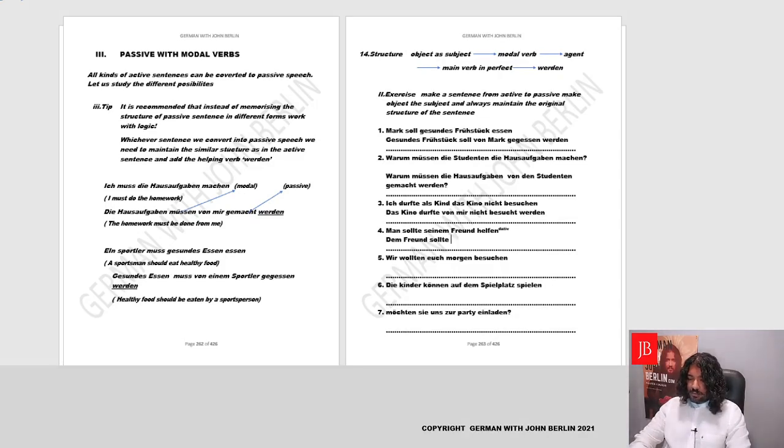Dem Freund sollte, the main verb is helfen. In perfect, it becomes geholfen. Yes, if you remember, a little irregular perfect form. So dem Freund sollte geholfen. We'll introduce the helping verb for passive, werden.